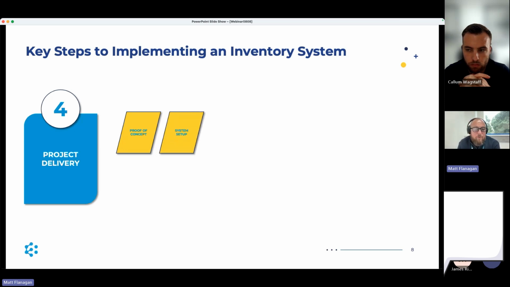So proof of concept after the requirements gathering. We do system setup, which is getting your data in, getting your integration set up. All of that part is a key part. And if you work with web developers or fulfillment parties, they've got to be engaged at that point as well, because they're going to be part of that world.